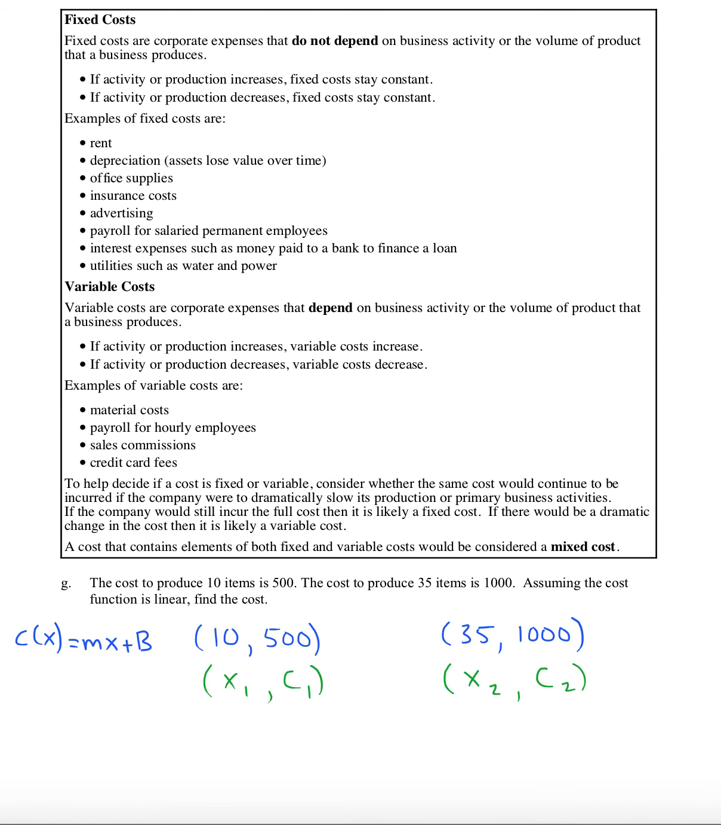So how do we do it? Use the slope formula first. But notice that our vertical values here are not y anymore, but c. And x2 minus x1. Okay, so our slope is going to be 1,000 minus 500 over 35 minus 10. That's 20.